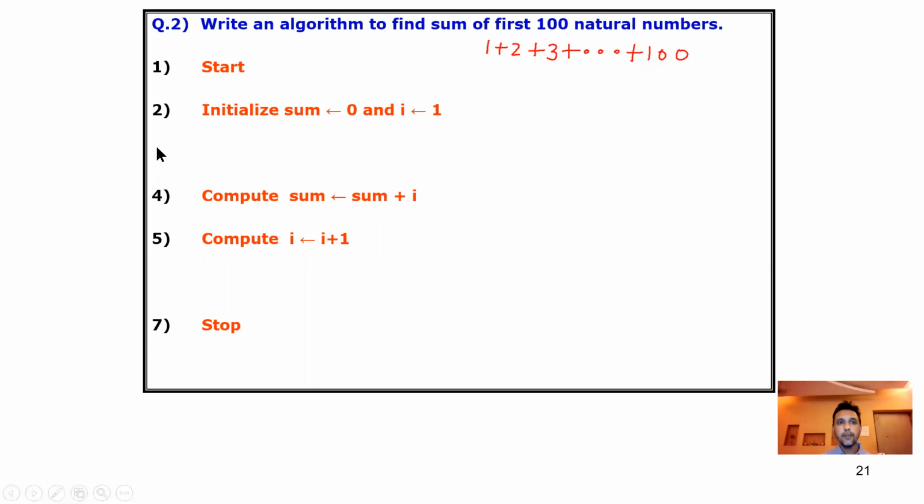Now, in step number 3, I will write that execute steps 4 and 5 100 times and then go to step 6. So step number 3 is kind of controlling step number 4 and 5. It is telling step number 4 and 5 to execute 100 times, and only then you go to step 6.